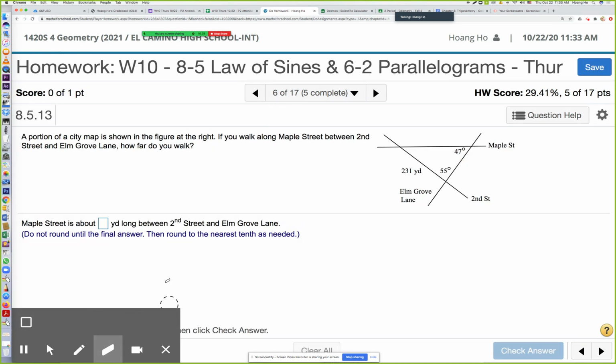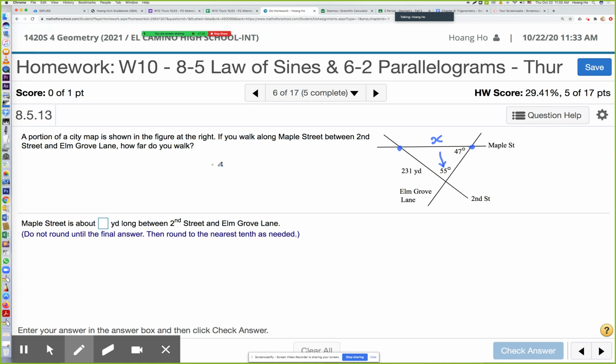Next question over here. What do they ask you? If you walk along Maple Street over here, between Second and Elf, how far do you walk? So they ask you for this distance. Okay, this is the distance they ask you. So let's set it up. As you see, the distance x right here is opposite the angle of 55 degree. So x over sine of 55 degree equal 231 over sine of the opposite angle, which is 47 degree.